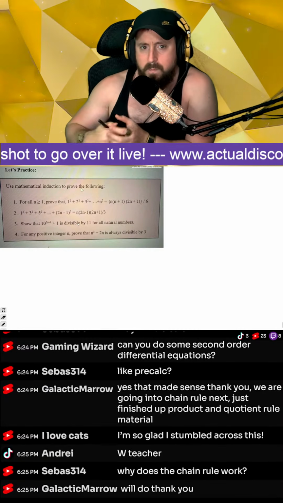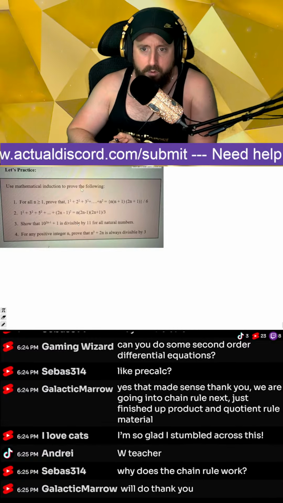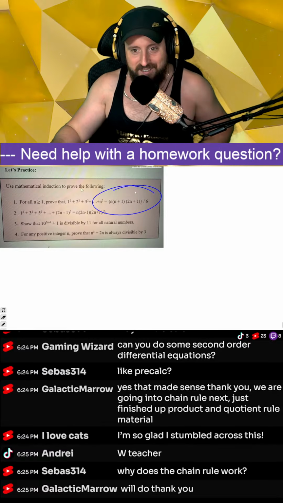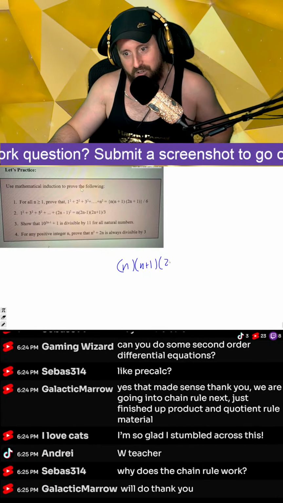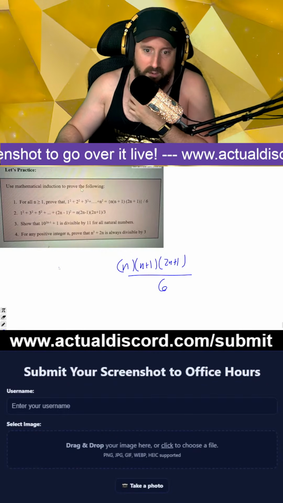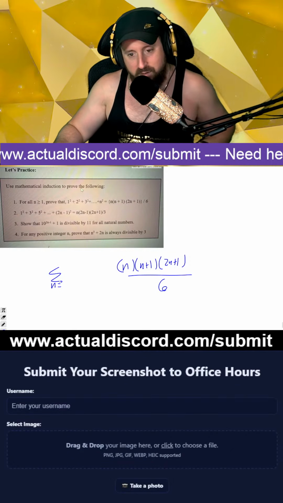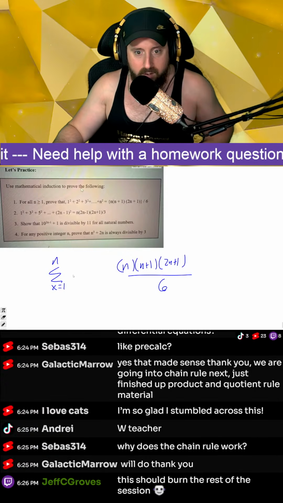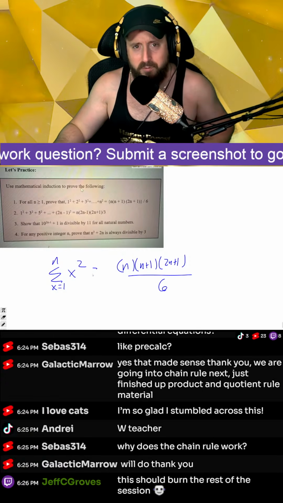Okay. Use mathematical induction to prove the following. For all n greater than 1, prove that 1 squared plus 2 squared plus 3 squared plus up to n squared is equal to n times n plus 1 times 2n plus 1 all over 6. So the sum from x equals 1 to n of x squared. Sorry, I mess up my sigma notation all the time.